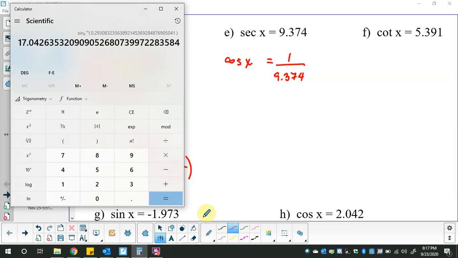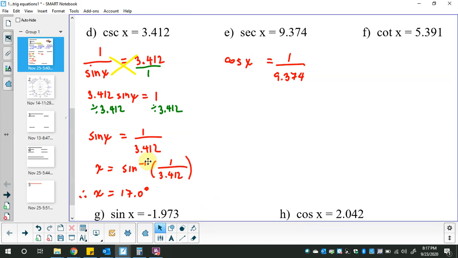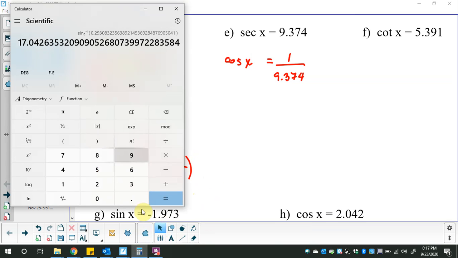If you're doing it the other way, as in if your calculator is a display model, you can literally punch it in like this: sine inverse bracket 1 divided by 3.412 bracket equals, and you will spit out the same answer as long as your calculator is on degrees.